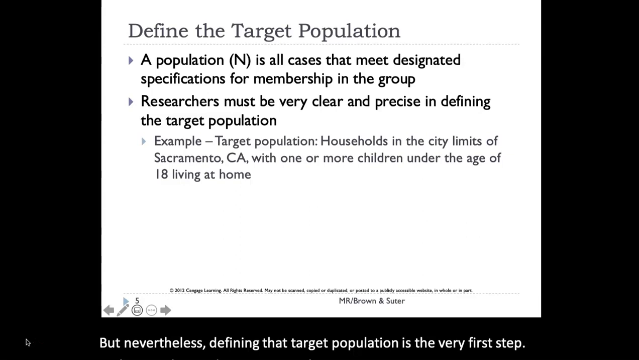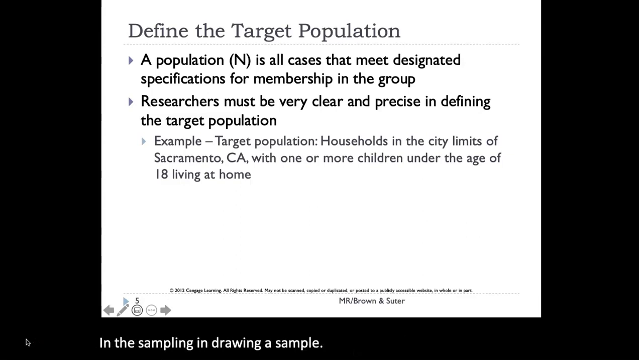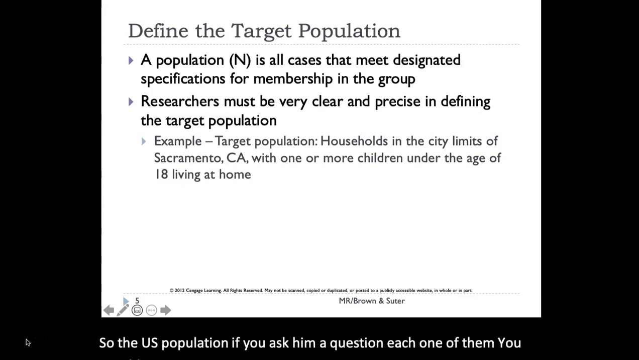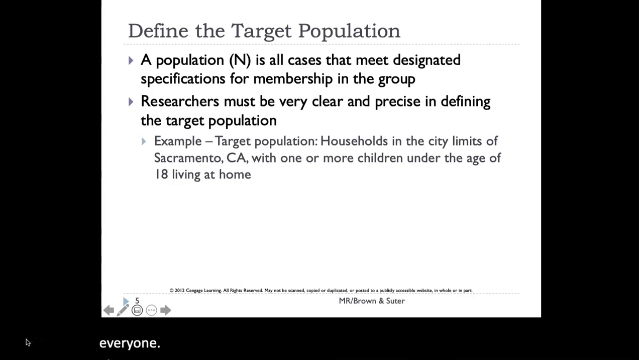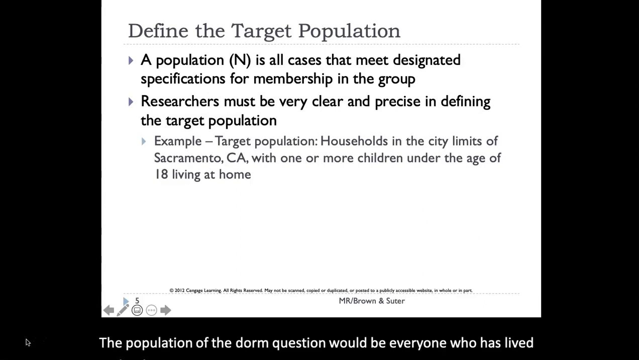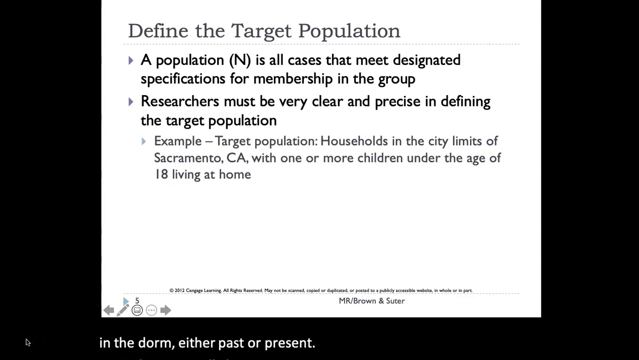Now, I just mentioned that a population is everyone in that group. So the U.S. population, if you ask each one of them a question, you would be conducting a census where you're actually looking at everyone. The population of the dorm question would be everyone who has lived in the dorm, either past or present. So we have to really be clear in how we're defining that population.